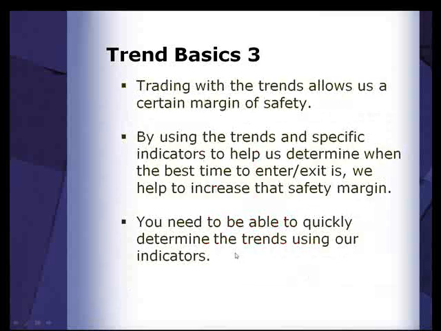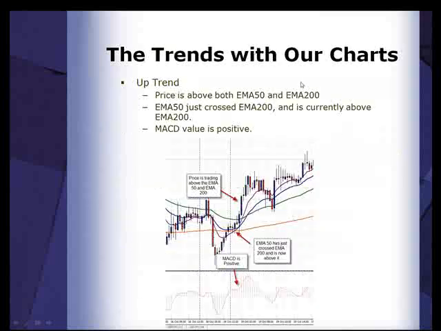Trading with the trends allows us a certain margin of safety. Obviously, if price movement is downward and has been for a while, selling into that downward trend gives you a certain margin of safety with your trades. And by the same token, buying into that uptrend allows you the same thing. The important thing to note when you're trading with the trends, though, is that you need a system to give you the right places to enter and exit your trades to even increase that safety margin, and that's what our system is set up to do.